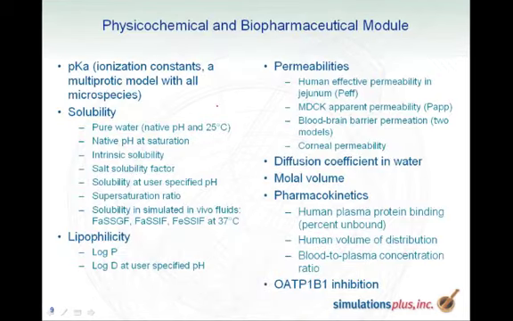So what kind of models are in ADMET Predictor? We separate these by physicochemical, metabolism, and toxicity modules. This shows some of the models in our physicochemical and biopharmaceutical module. So first we have our pKa model, which is a multi-product model including all microspecies. Solubility model. First, the initial thing is to predict the solubility in pure water at native pH and a temperature of 25 degrees C.